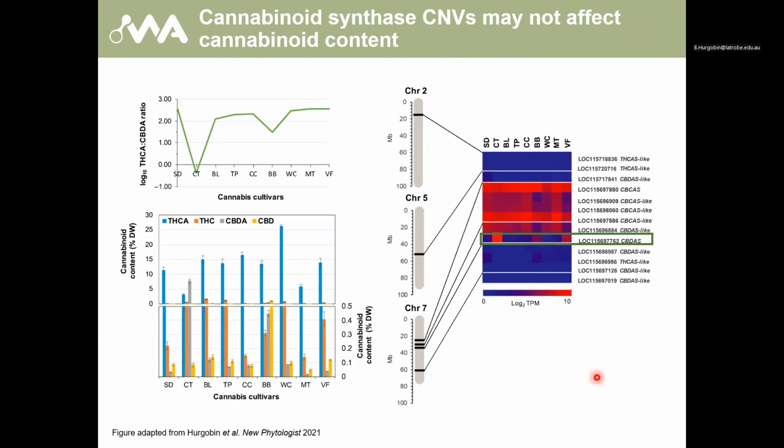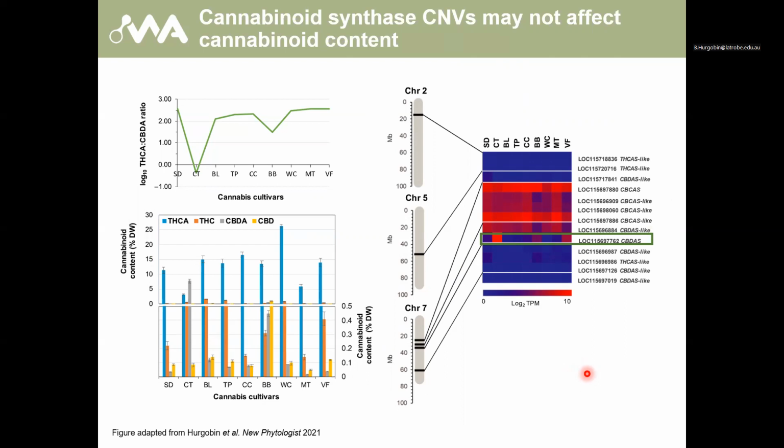We then used expression data to assess whether copy number variation of cannabinoid synthases plays a role in determining cannabinoid content. In other words, if one cannabis cultivar has more copies of THCA synthase, for example, compared to another cultivar, and if these copies are expressed, does it mean that the cultivar that has more copies produces more THC than the cultivar that has fewer copies? So our findings, which are supported by results from other research groups, seem to suggest that copy number variation may not actually affect cannabinoid content.